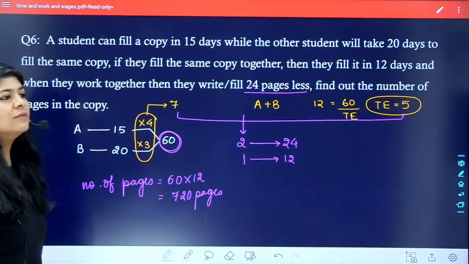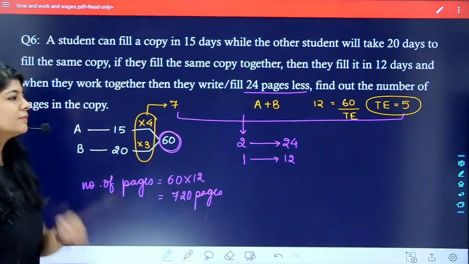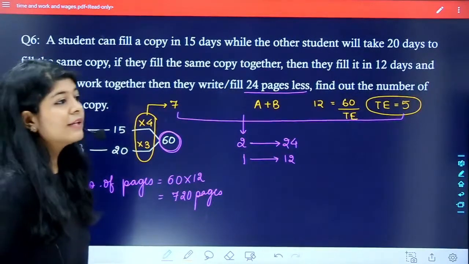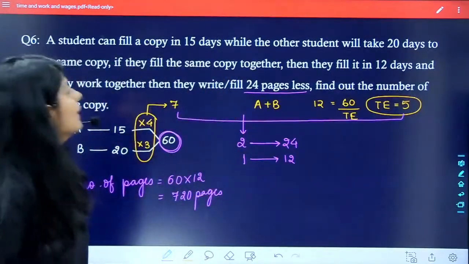Is it clear now? In 12 days they completed without filling 24 pages. Yes.